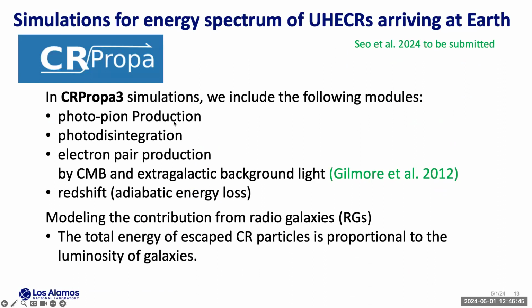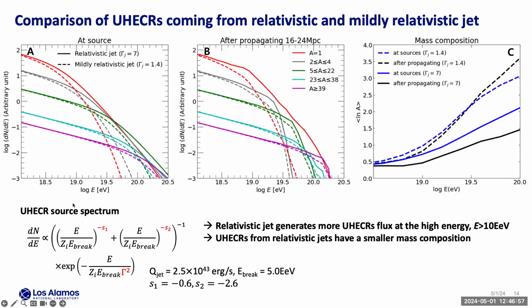And this propagation simulation includes photopion production, photodisintegration, electron pair production, and redshift modules. So I briefly compared the difference of the two models.